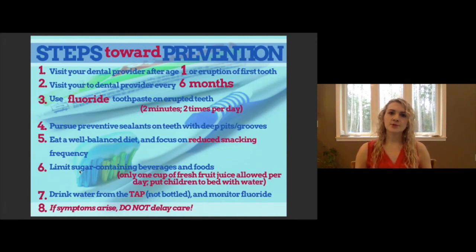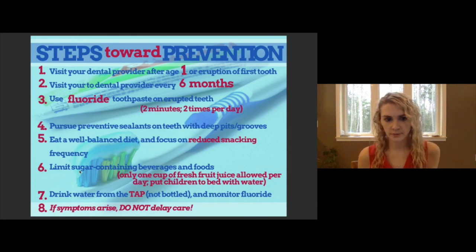So what are some steps toward prevention? First, visit your dental provider after age 1 or eruption of first tooth. 2, visit your dental provider every 6 months, or even more commonly, if that's what's decided. Number 3, use fluoride toothpaste on erupted teeth. Remember, that's 2 minutes, twice per day. 4, pursue preventive sealants on teeth with deep pits and grooves when a child is young. 5, eat a well-balanced diet and focus on reduced snacking frequency.